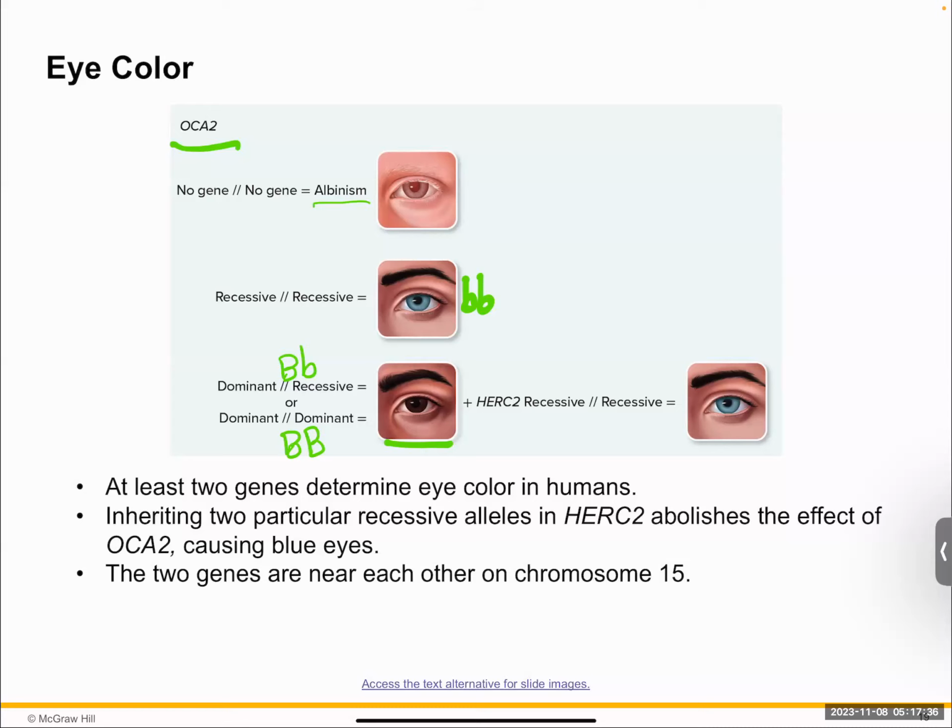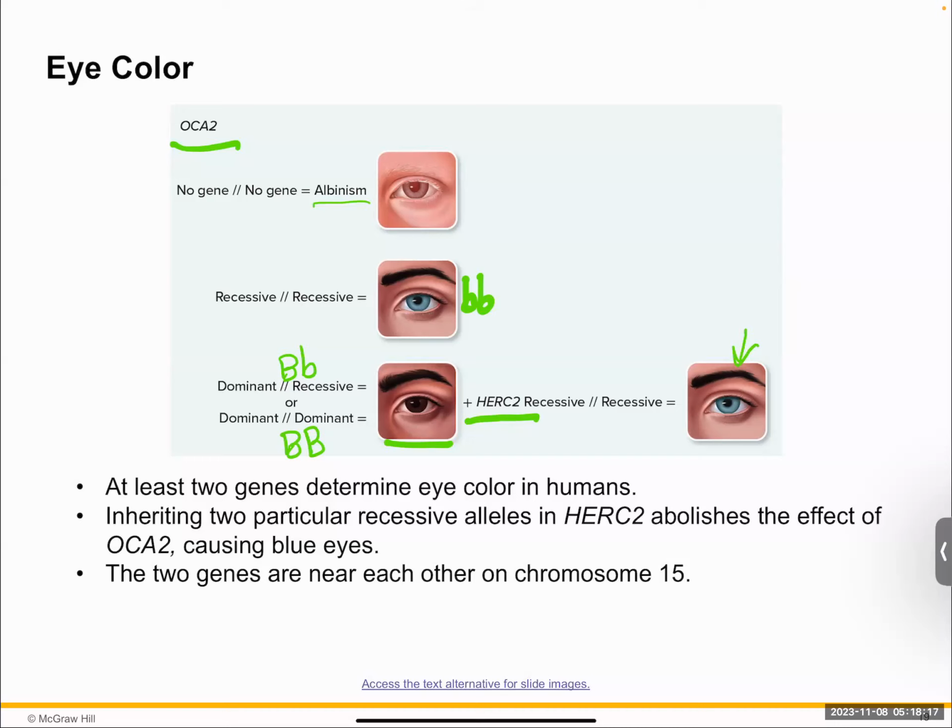However, if you have the expression of the HERC2, then you actually present the blue eye because it marks the OCA2 gene as basically no effect. It abolishes the activity of that gene. So it's literally taking away the brown eye color that is being given as either a heterozygous dominant or homozygous dominant from the parental to the child.